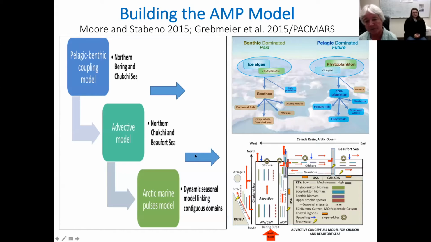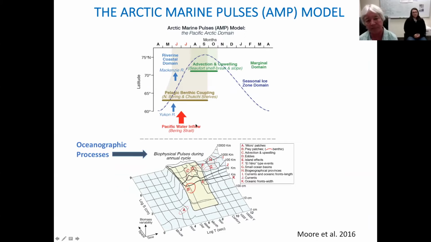The advective model, this is a very complicated diagram here that came forward from the PACMARS work funded by NPRB. Again, Eddie Carmack was involved. He does these drawings very well, these conceptual drawings. I'm not going to go through all the content in this drawing, only to say that, again, it is incorporated, as you see, in the Arctic Marine Pulses model, where we attempt to put these two things together in the course of 1 year. Again, I want to point out that this model begins with this big push of Pacific water through the Bering Strait in summer, and that is reflected here in the AMP model. So this basically is the AMP model.